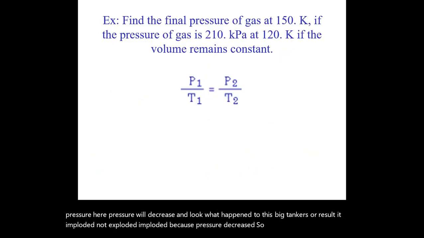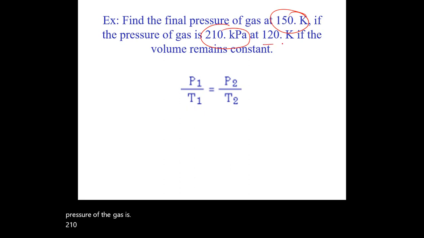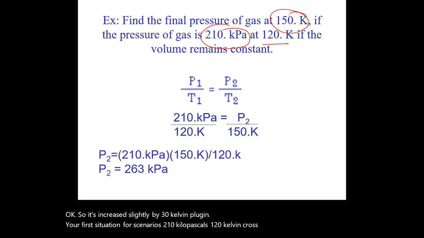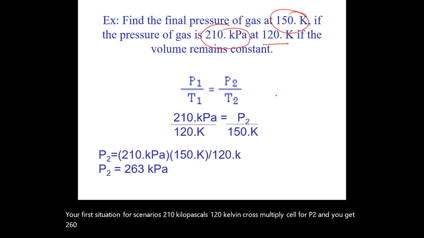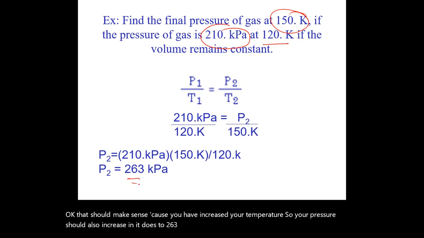Okay, first example: find the final pressure of a gas at 150 Kelvin. So it's already converted to Kelvin. The pressure of the gas is 210 kilopascals at 120 Kelvin. So it's increased slightly by 30 Kelvin. Plug in your first scenario, 210 kilopascals, 120 Kelvin. Cross multiply, solve for P2, and you get 263 kilopascals. That should make sense because you have increased your temperature, so your pressure should also increase, and it does, to 263 kilopascals. So a little self-check there.